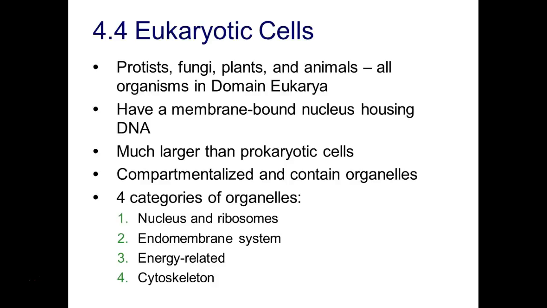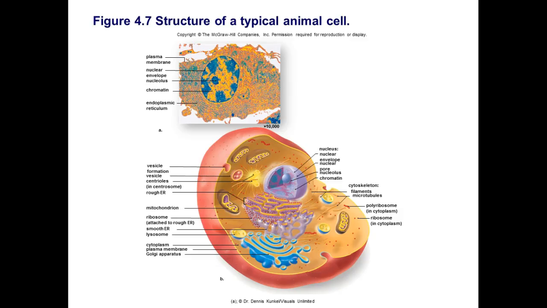There are organelles. Organelles means little organs. These are membrane-bound, and they're going to be found internally. The nucleus and the ribosomes fall in one category. The endomembrane system is another category. The energy-related organelles, and then finally the cytoskeleton. So the cytoskeleton, you can imagine like our bones will be our skeleton. Cyto means cell skeleton, and that will give the cell some shape.